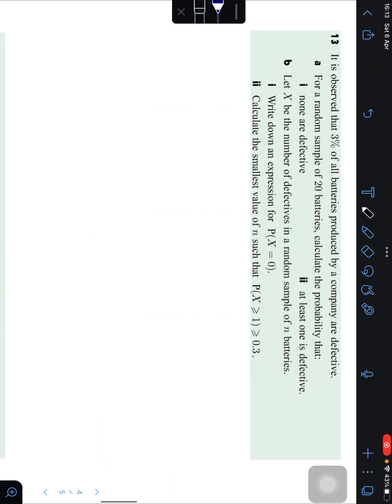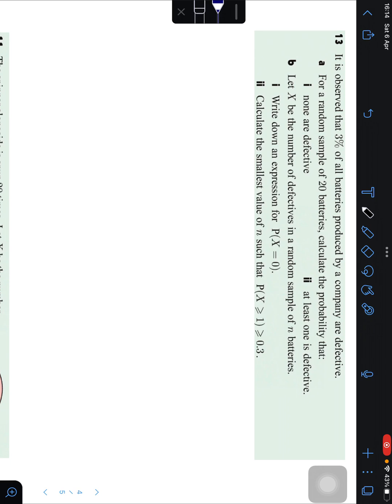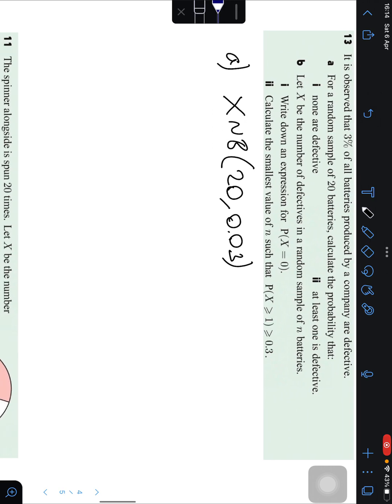Okay, done. Question 13. It is observed that 3% of all batteries produced by a company are defective, so that means that 97% are not defective. So for a random sample of 20 batteries, calculate the probability that none are defective. So I'm going to take my probability of success is that the battery fails. You could do it the other way around as well, but that's what we're going to do. So for part A, there's 20 batteries, so that means that X is binomially distributed with 20 batteries and 0.03 as a probability of success.